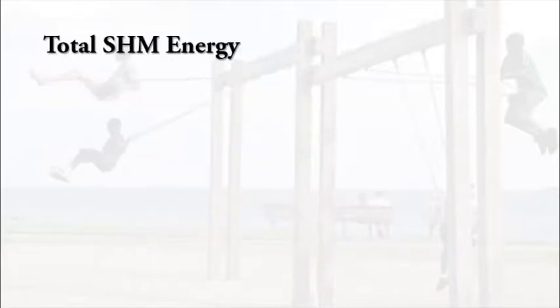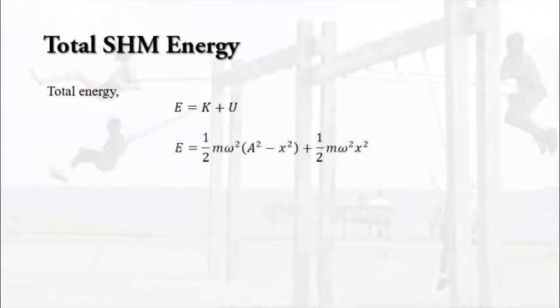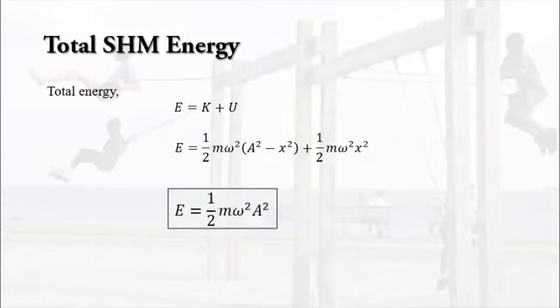Now that you have kinetic energy and potential energy, you can then calculate the total energy in simple harmonic motion. So total energy E equals K plus U. So E equals half m omega squared (a squared minus x squared) plus half m omega squared x squared. Simplify the equation, you will get E equals half m omega squared a squared. As you can see, this equation does not depend on time or displacement, so it can be used for both.